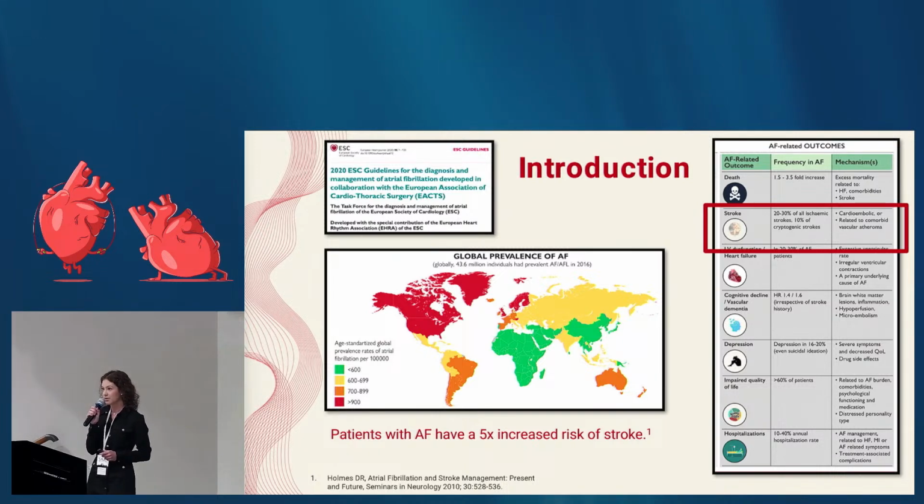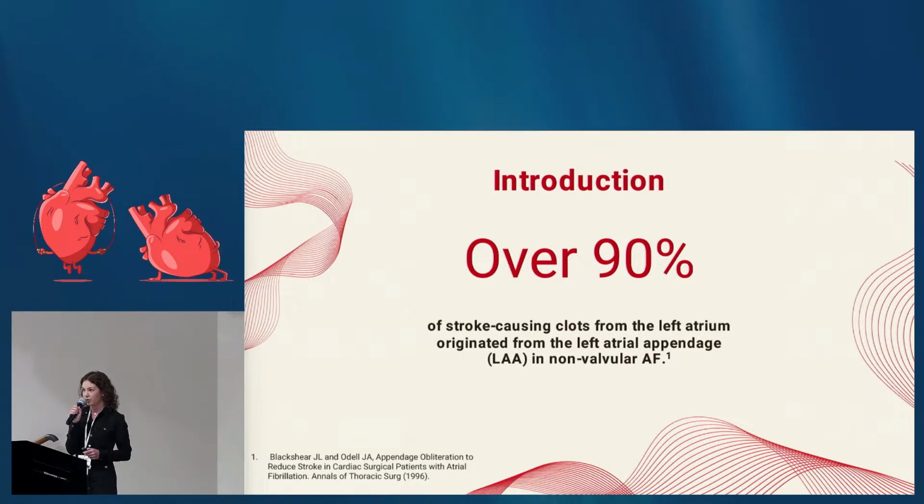Atrial fibrillation is the most common cardiac arrhythmia, which increases the risk of ischemic stroke fivefold. Moreover, atrial fibrillation-related strokes are connected with more significant morbidity and mortality. In non-valvular atrial fibrillation, over 90% of stroke-causing clots originate from the left atrial appendage, a blind pouch of various morphology, which is a remnant of embryonic development of the left atrium.